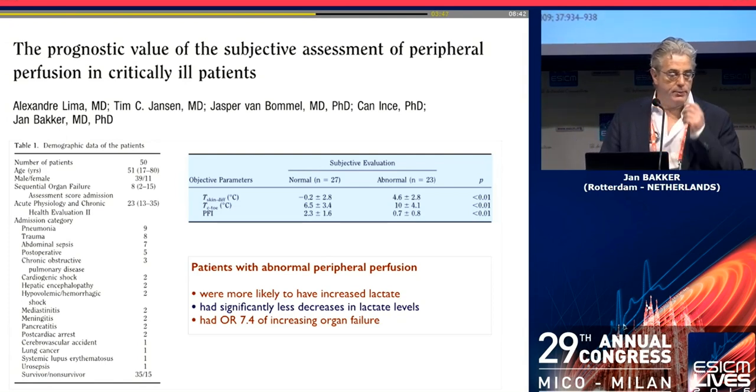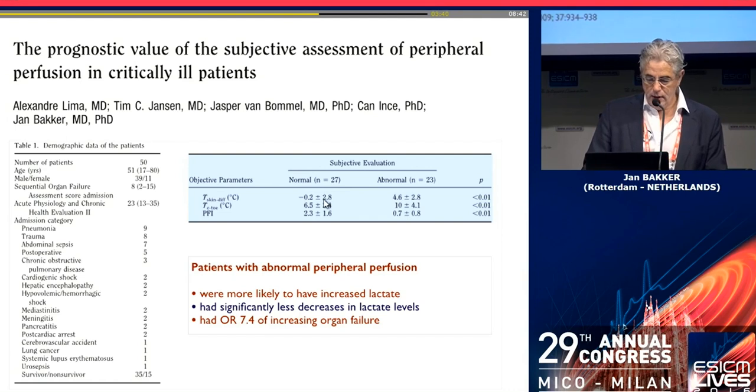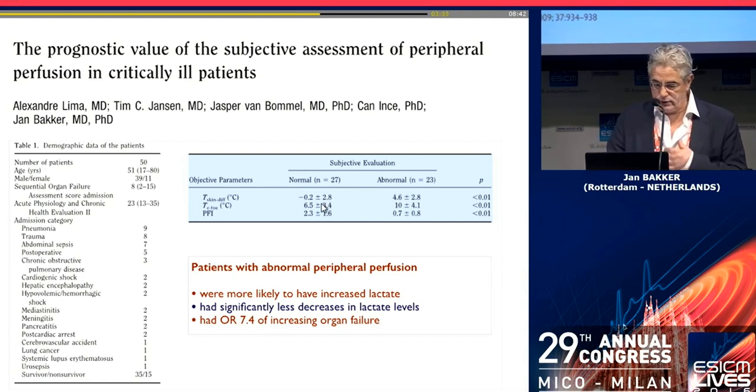And of course, we didn't believe him. And so we did all the, let's say, objective observations. So here you can see we measure skin difference. We measured the central to toe temperature difference. We did the PFI of the, at that time, the Philips monitor.